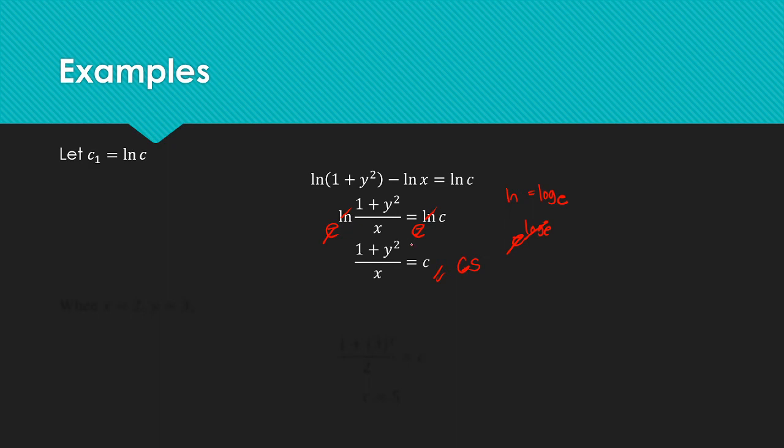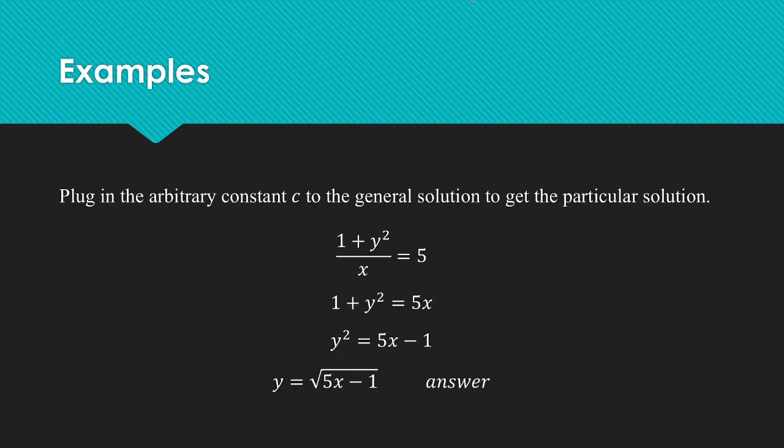Okay, now this time around class, pwede nating mahanap yung value ng c using the initial conditions. That is, at x is equal to 2, ang y daw natin ay equal to 3. So, substituting, napakasimple, we will arrive at c is equal to 5. Now, we can now substitute that to our equation. Let's plug in the arbitrary constant to the general solution, and we will have 1 plus y squared over x is equal to 5.